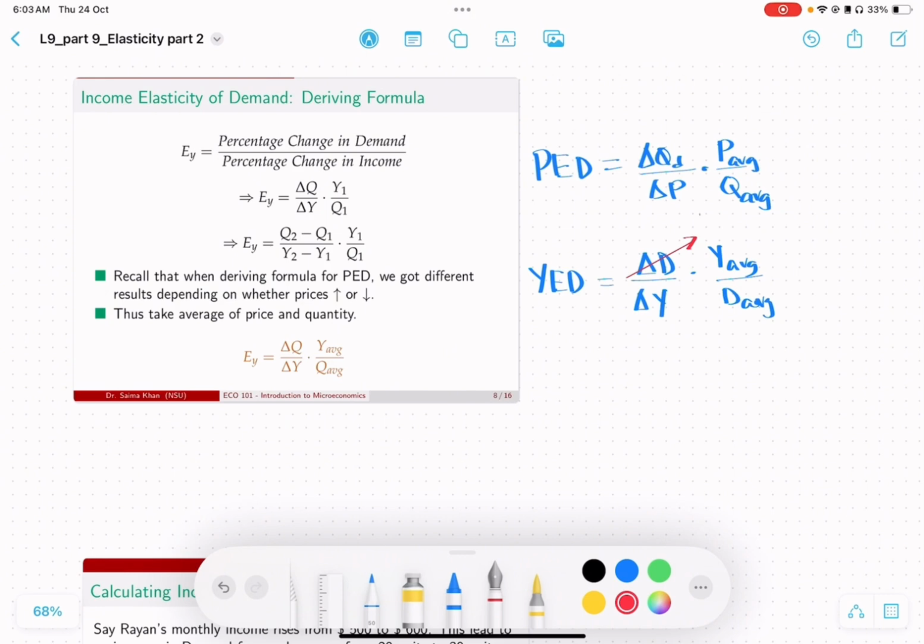So to follow convention, we're going to write it as change in Q. Notice I'm not writing change in quantity demanded. By change in Q, I just mean what is the change in consumption, and this is going to be Q average. So if I were to rewrite it, essentially, this is our formula for calculating the income elasticity of demand. So if you have to do the calculation, this is the formula you want to follow.